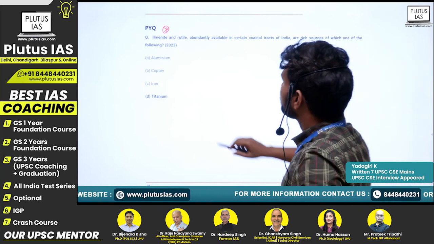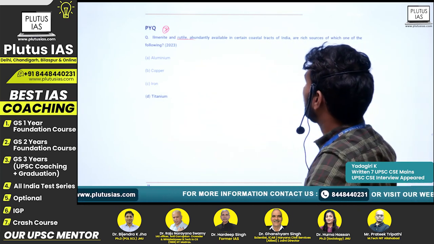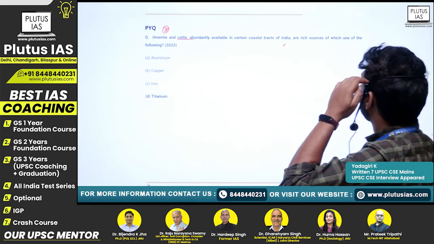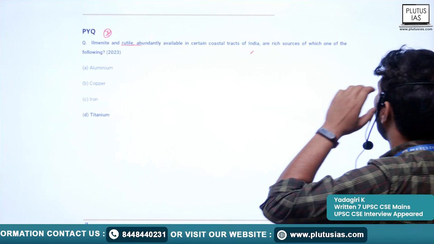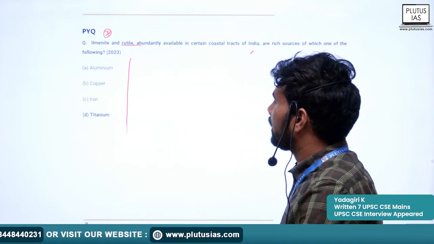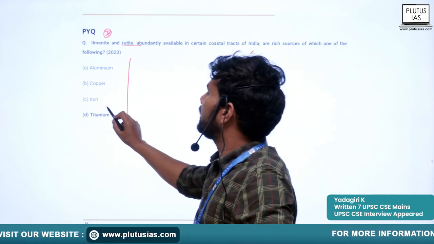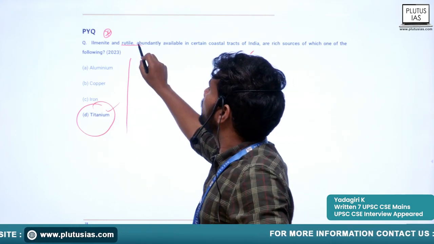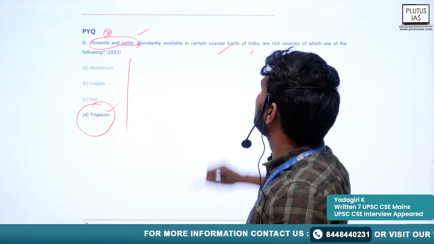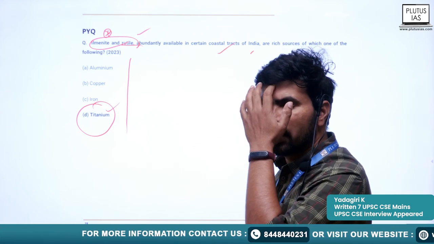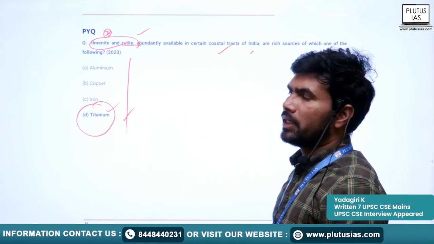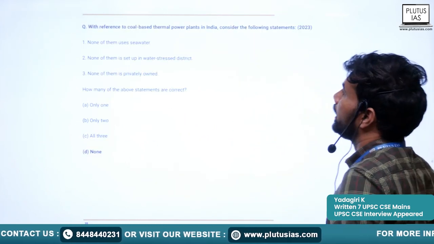First question is, ilmenite and rutile are abundantly available in certain coastal tracts of India. They are rich sources of which one of the following? So the options given are aluminium, copper, iron and titanium. So the answer is titanium. So ilmenite and rutile are abundantly available in certain coastal tracts like Kerala. So they are the raw material for titanium mineral. Right.